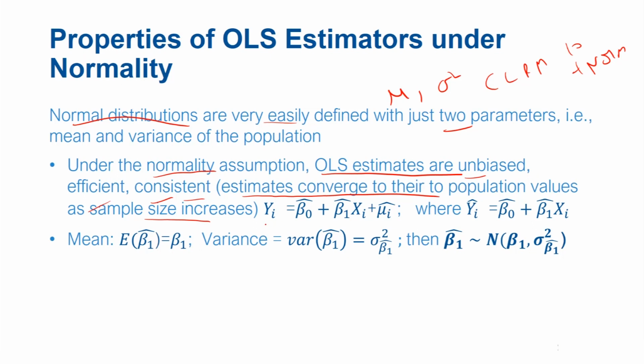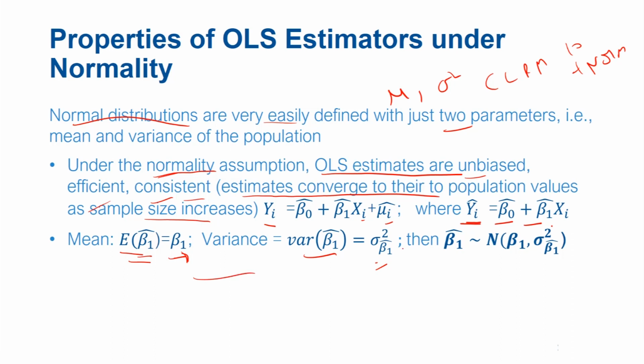The model, as we have already seen, is yi equal to beta naught hat plus beta 1 hat xi plus ui hat. Here, the predicted values of yi are written as yi hat, which is beta naught hat plus beta 1 hat into xi. Now, please note, it is assumed that the expected value of beta 1 hat is the same as the population parameter, because if these assumptions hold, then the expected value of beta 1 hat is the same as beta 1 and the variance of beta 1 hat is sigma beta 1 square.